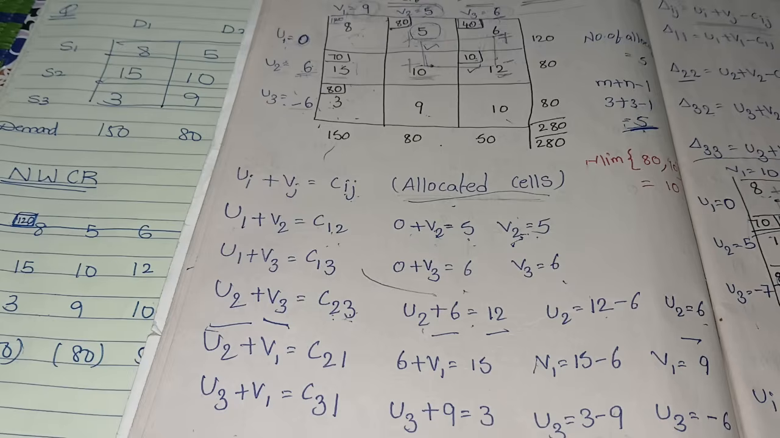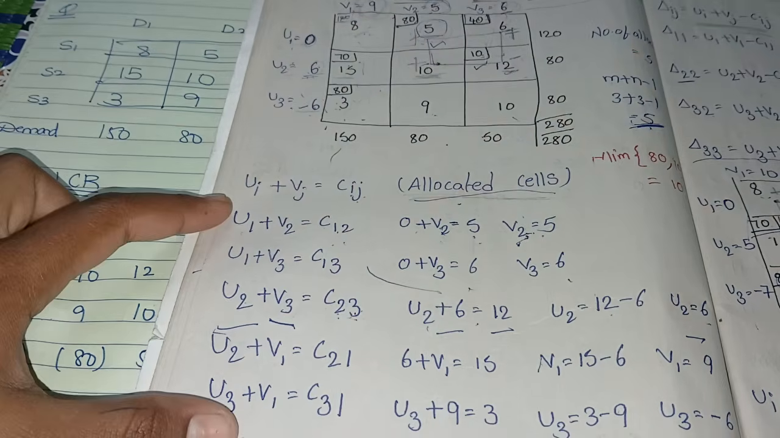So with the help of one thing, if you are getting one value, you need to assume the remaining things and do all the questions. Got it? So this thing is important. Allocated cells, like that you need to do it.